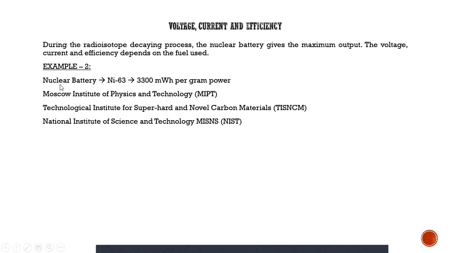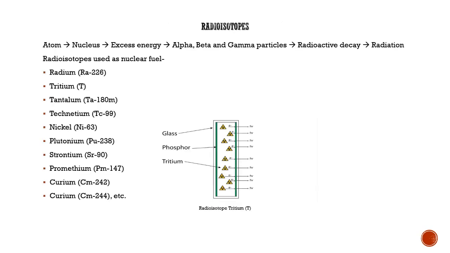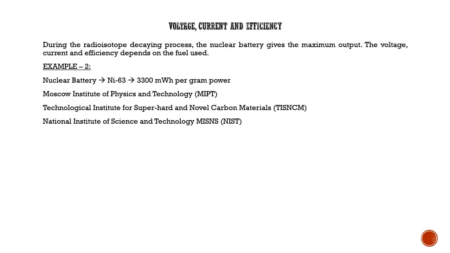I have talked about the nuclear battery that uses nickel-63, which delivers about 300 microwatts of power. It was developed by the Moscow Institute of Physics and Technology along with the Technological Institute of Superhard and Novel Carbon Materials and the National University of Science and Technology. So these three institutes developed this nuclear battery. We have another battery, that's the nuclear diamond battery.